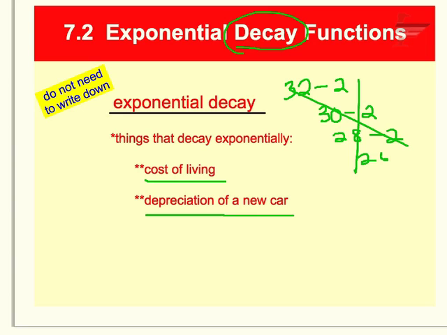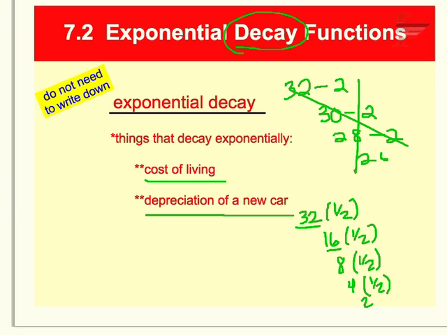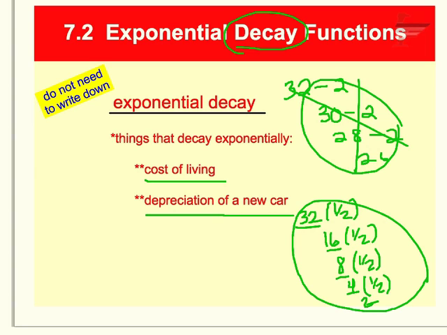So if we look at that same example of 32, this time think about multiplying it by a half. Now if you multiply it by a half, that's the same thing as dividing it by 2, and we get 16. Multiply by a half, and we get 8. Multiply by a half, you get 4. Times a half, and you get 2. So you can see our numbers are getting smaller in a hurry versus just what we had going up here. So this is the idea of exponential decay.